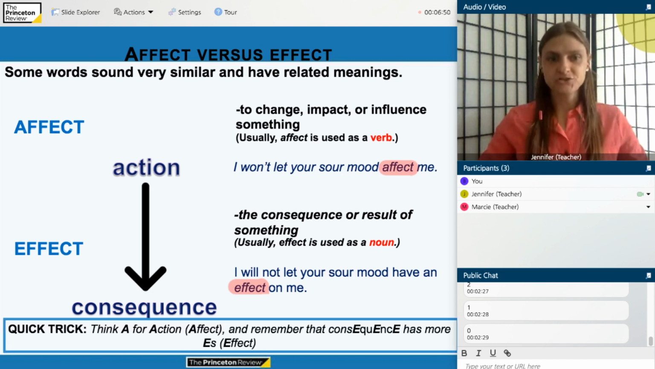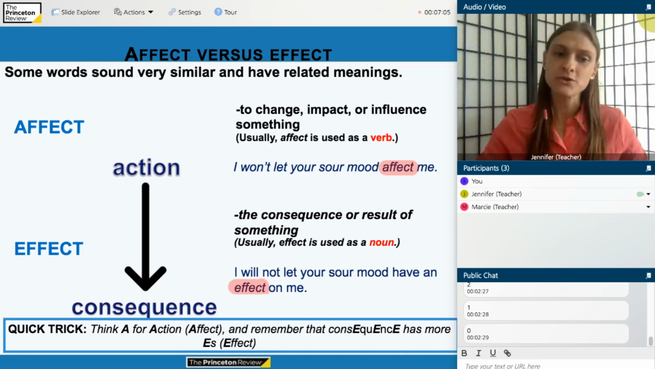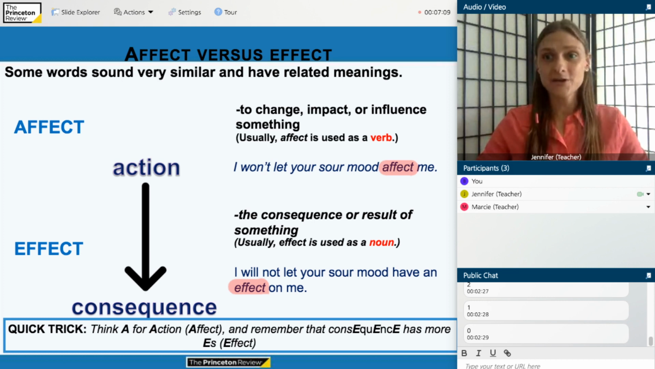One way to keep it straight, quick trick, think A for action. Affect is that action. All the A's go together. And then if you want to go a step further, you can think E is your effect, and there are a lot of E's in consequence. So keeping it that way can help you separate the two. So remember, A for action, affect is action.